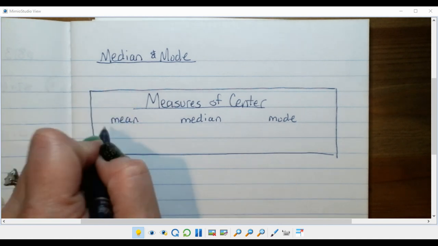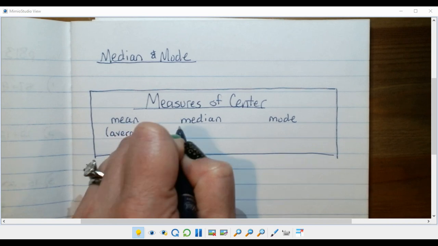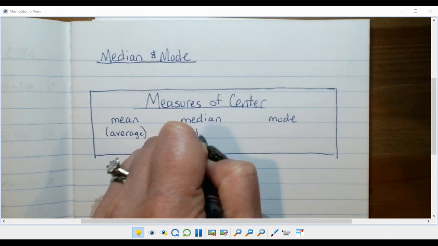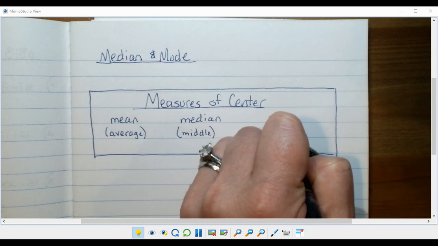So mean, what we talked about before, is really the average. The median is the number smack dab in the middle. And the mode is the one that happens the most often.